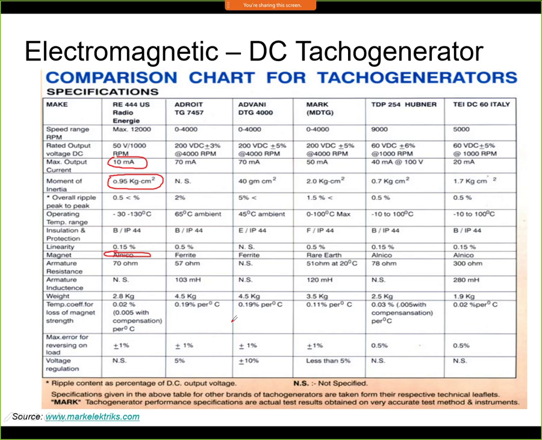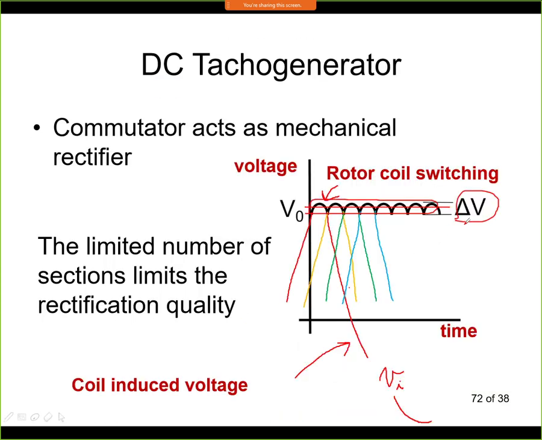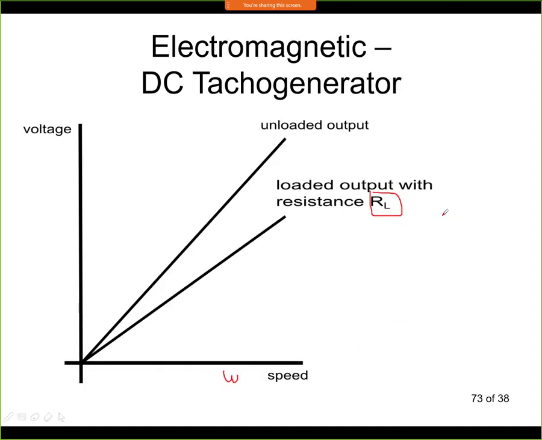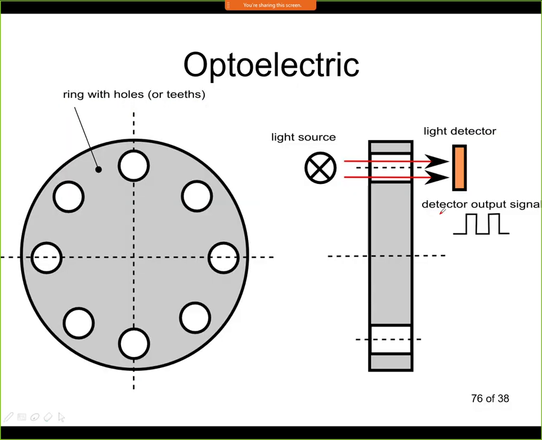With a DC tachogenerator, remember that we had this ripple, and this ripple limits the accuracy. Typically with a DC tachogenerator you cannot measure with a better accuracy than about 1%. So if you want a more accurate reading, then you need to use a different kind of sensor. We'll be talking about the other sensors next time.